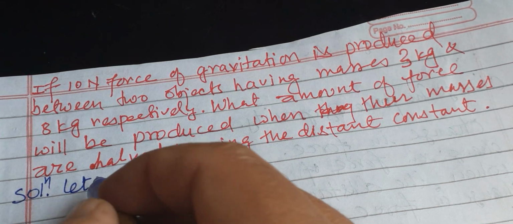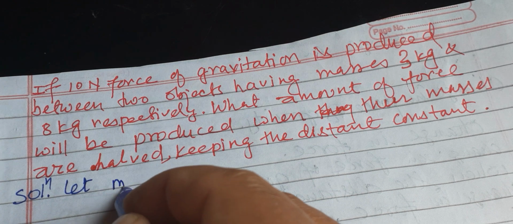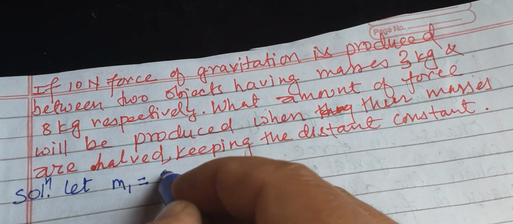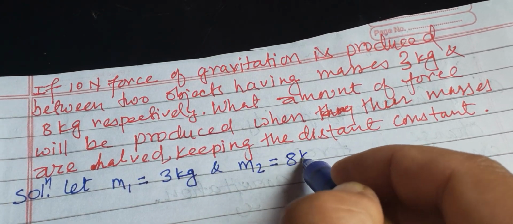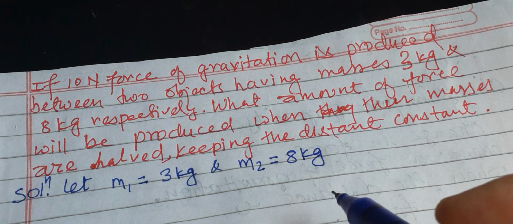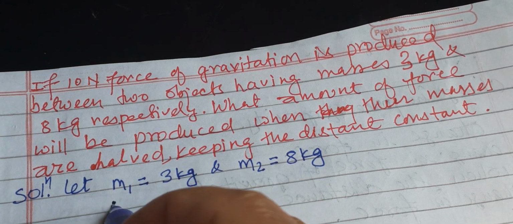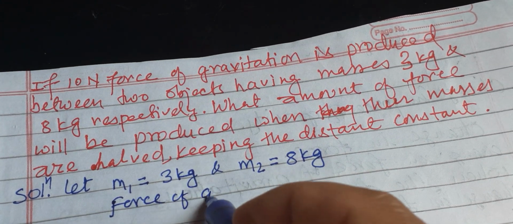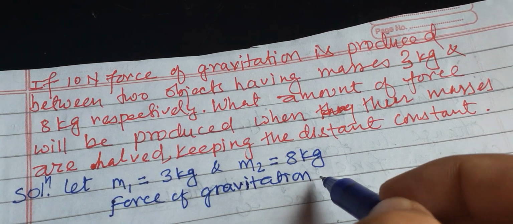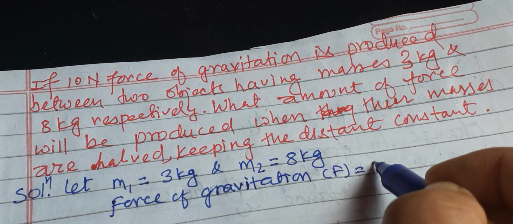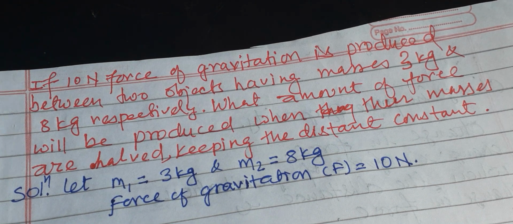Let m1 equal to 3 kg and m2 equal to 8 kg. These are the given masses, and the force of gravitation produced between them, that is F, is given, it is 10 Newton.